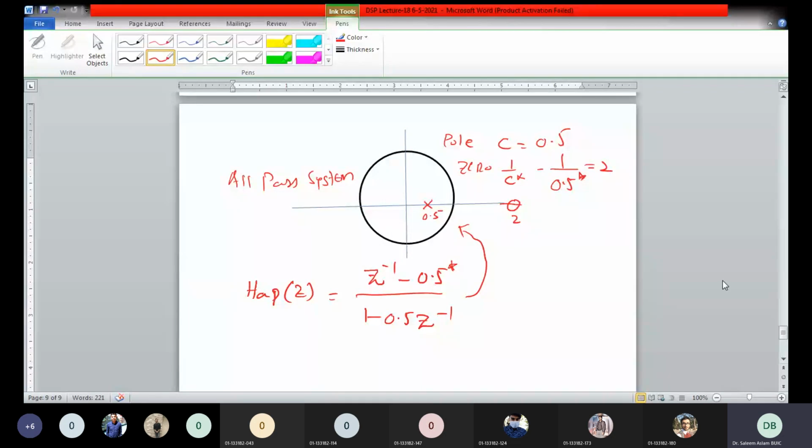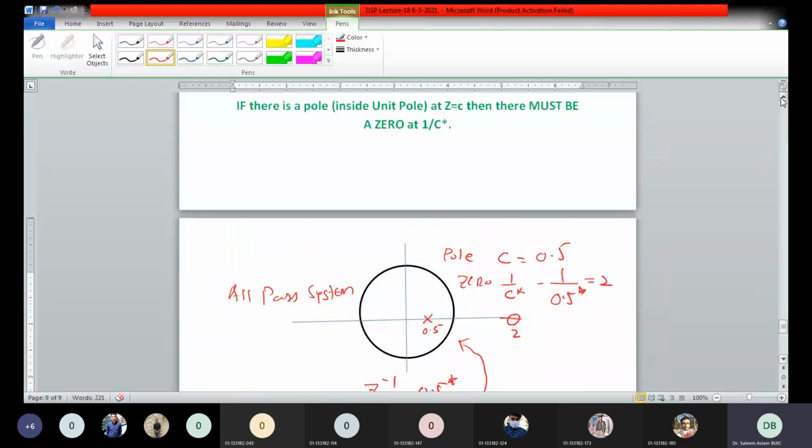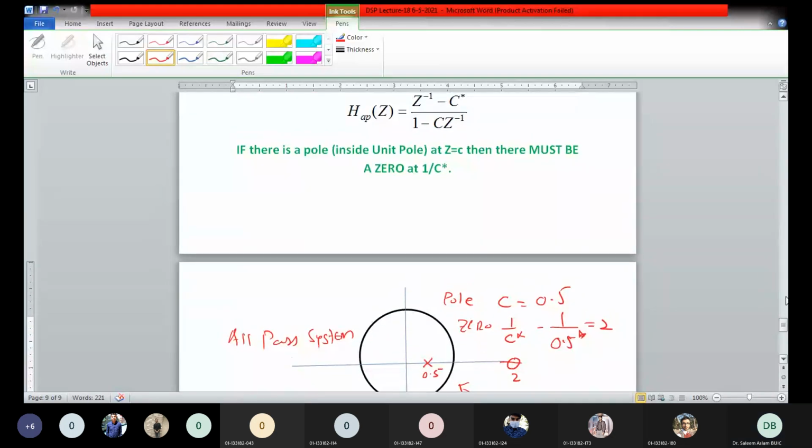I'll start the all pass system from the next lecture as well, so don't worry about it. So today we finished the second objective of this chapter, which is the rough sketch of the magnitude plot using the Z transform expression. So with this, I'm concluding today's lecture.